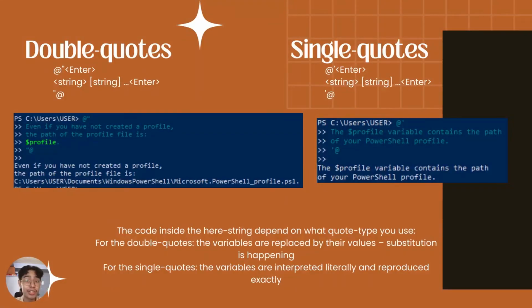The code inside the here string depends on what code type you use. For the double quotes, the variables are replaced by their values. Substitution is happening. Then for single quotes, the variables are interpreted literally and reproduced exactly.